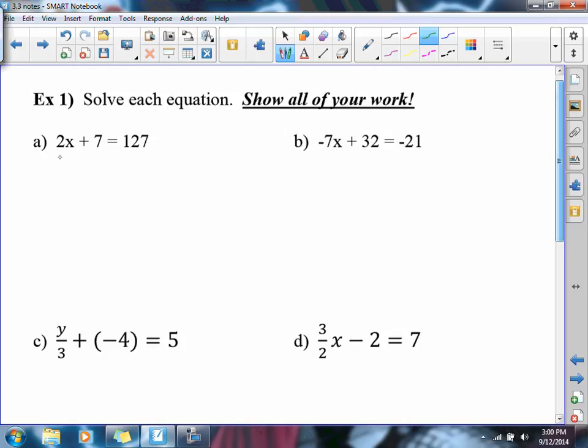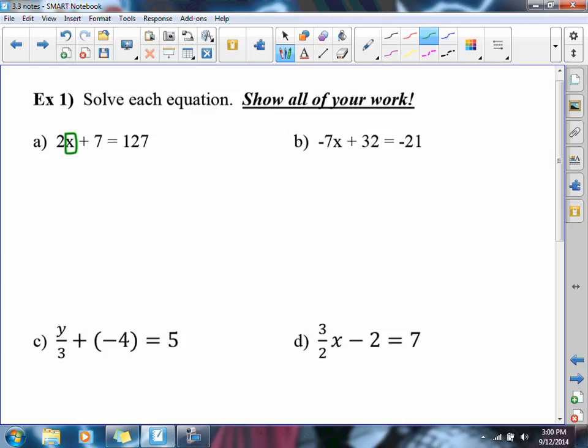So in part A, we have 2x plus 7 equals 127. So you can still put a little box around your x or your variable so you know that that's what you have to isolate. And now, instead of having one thing that you have to get away from the x, there's going to be two things that you have to get away.